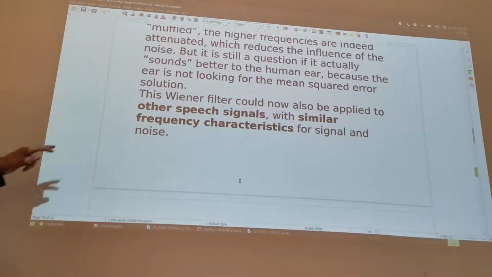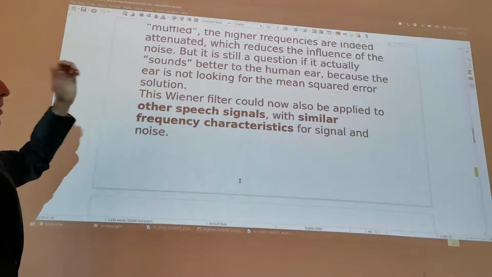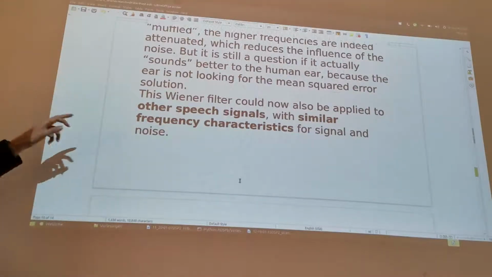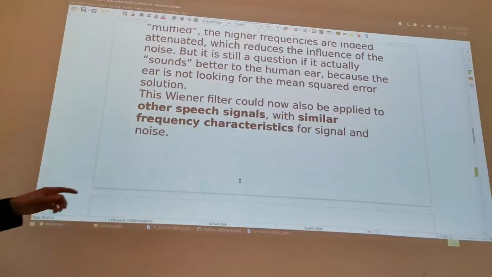Yeah. So this filter that we just obtained could now also be applied to other speech signals with similar frequency characteristics for signal and noise. So remember, we also chose a certain noise level. So this Wiener filter also depends on how much noise we add. So if we have less noise, then this filter will be less aggressive removing parts. If we add more noise, then the filter will be more aggressive removing parts. Right? So the coefficients also depends on how much noise we add.